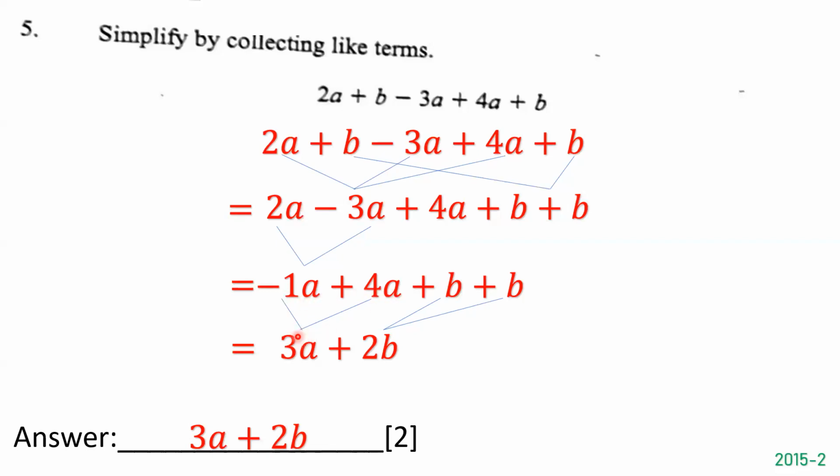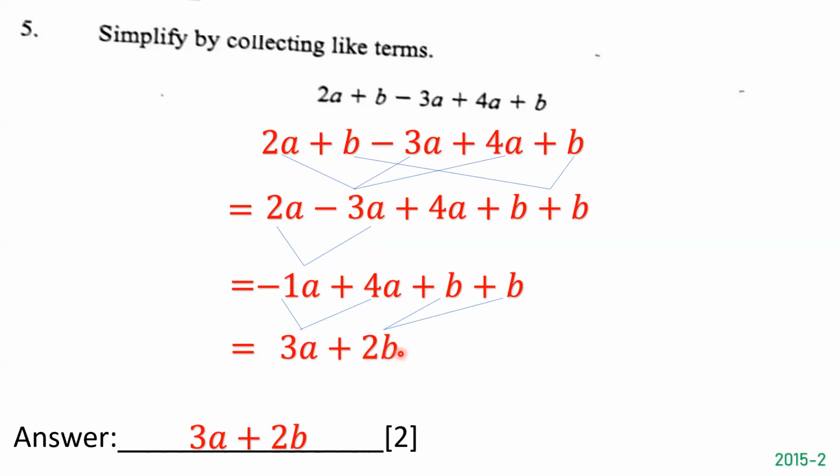Think of it like this. You owe someone $1, but you have $4. Pay them back their $1, you are left with $3. So negative 1a plus 4a is definitely 3a. And then b plus b is 2b, because these are basically 1b plus 1b, and 1b plus 1b is definitely 2b. And so the answer here is 3a plus 2b.